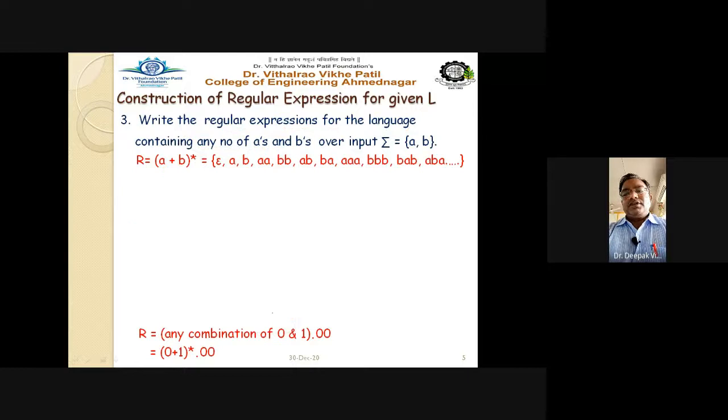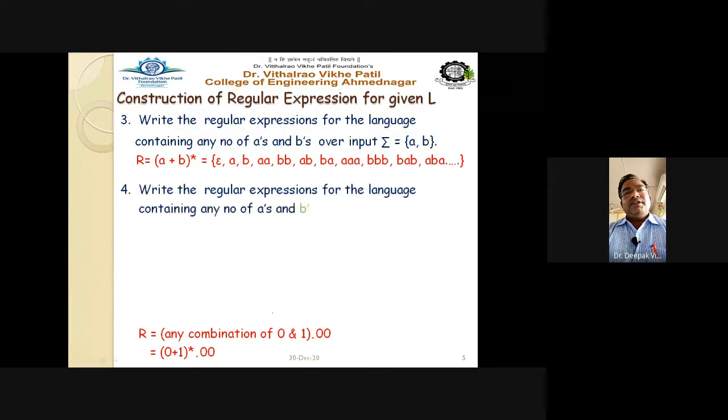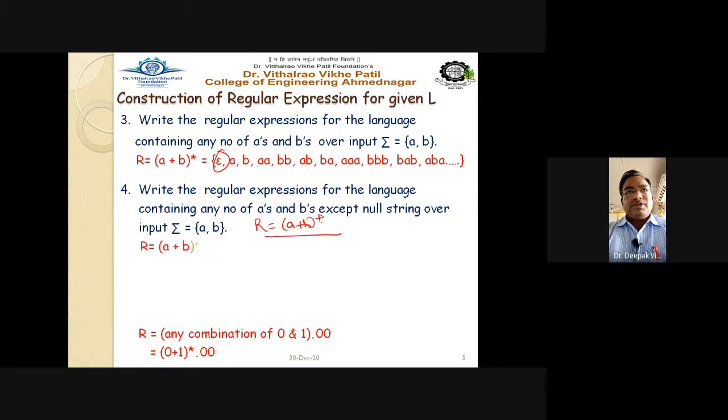Okay, let us see another example. Write the regular expression for the language containing any number of a's and any number of b's except null string over input alphabet sigma equal to a comma b. The same one, we have to only exclude the epsilon sign. So we have to only exclude epsilon sign means what? What do I have to take here? What will be the expression? How to write the expression here? So excluding this sign means I have to write like this: R equal to, in (a plus b), I have to take the positive closure only. It is very simple. I have to take the positive closure. So positive closure excludes your epsilon symbol, right?